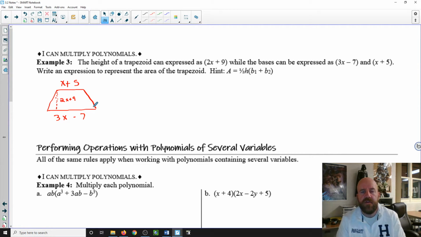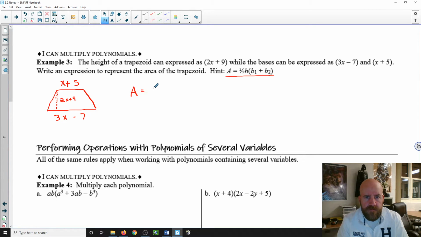So it always helps to draw a little picture, especially when you're dealing with shapes. So write an expression to represent the area of the trapezoid. So they tell us a reminder of what the trapezoid area formula is. So 1/2 the height times the two bases added together. So it's the average of the bases times the height. So we just plug it in.